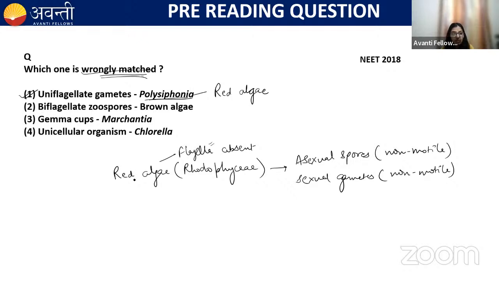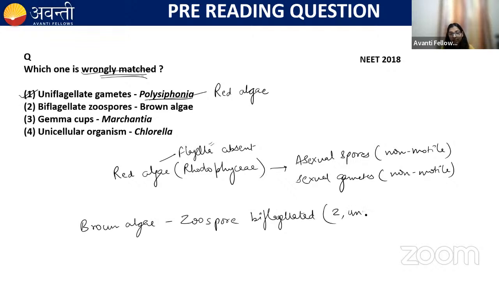Now let's discuss the other options as well. Option two says biflagellate zoospore, brown algae. Yes, in the brown algae the zoospores, they are biflagellated. They're two in number. They're unequal in size and lateral in position. In brown algae, the zoospores are pear-shaped. That means this is correct.